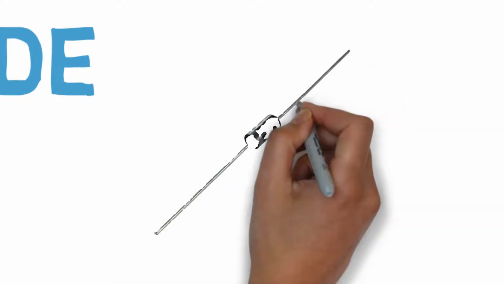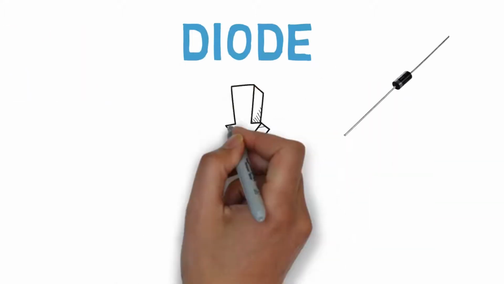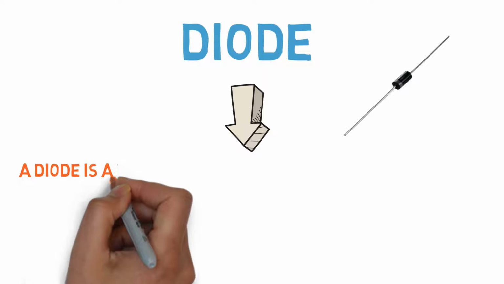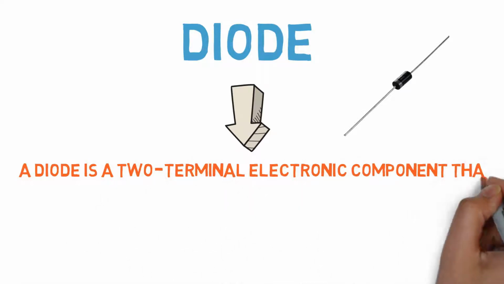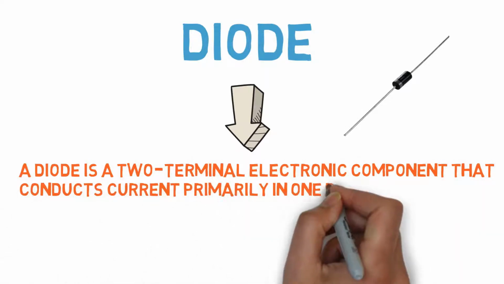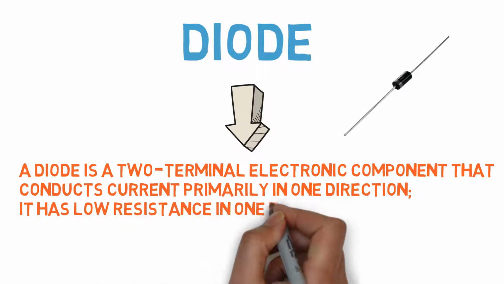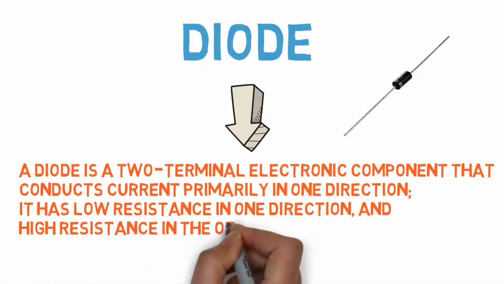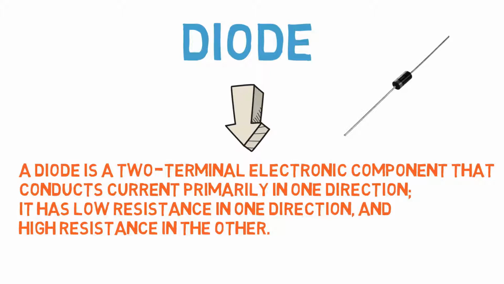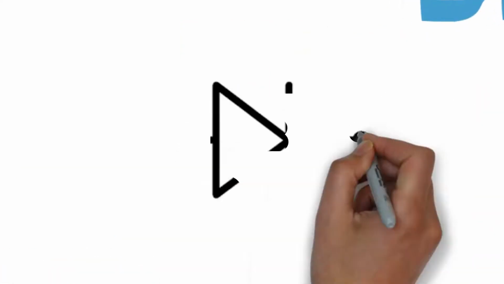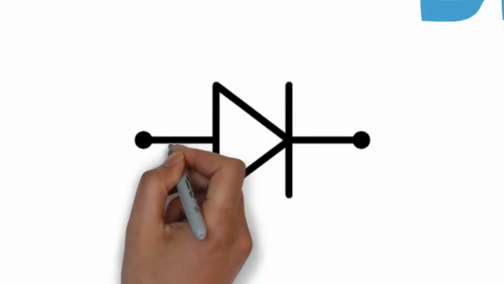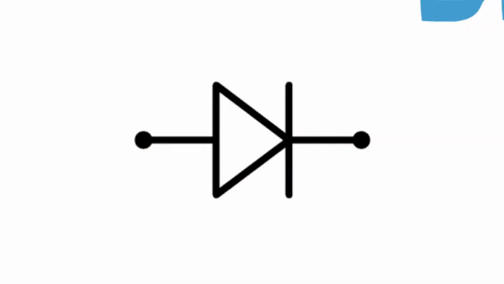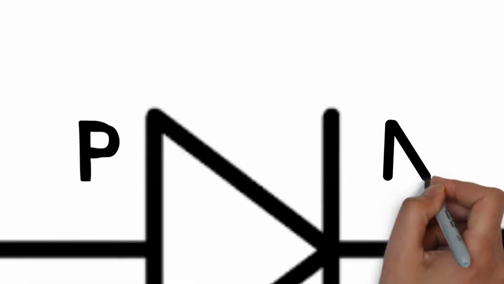A diode looks like this. A diode is a two-terminal electronic component that conducts current primarily in one direction. It has low, ideally zero resistance in one direction, and high resistance in the other. Here is the symbol of the diode. The triangle implies the p-type side, and the line implies the n-type side.